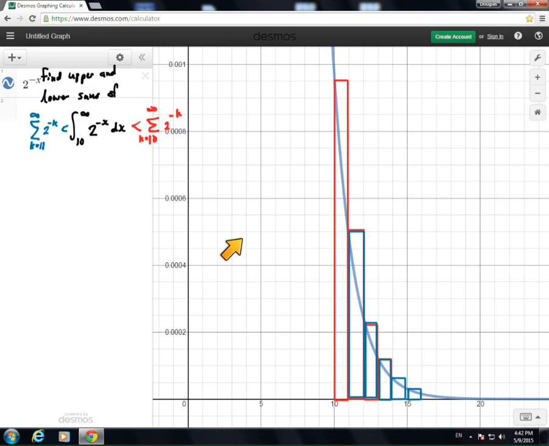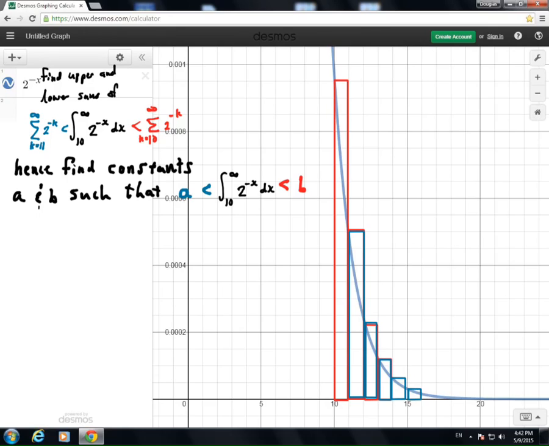As a result, we can look at this and realize this is actually a geometric series, and this is a geometric series as well. So the follow-up question would be: find the constants a and b such that a is less than the integral, which is less than b. In other words, we should evaluate both of these summations on either end, and we will have the boundaries that confine this integral within certain parameters.